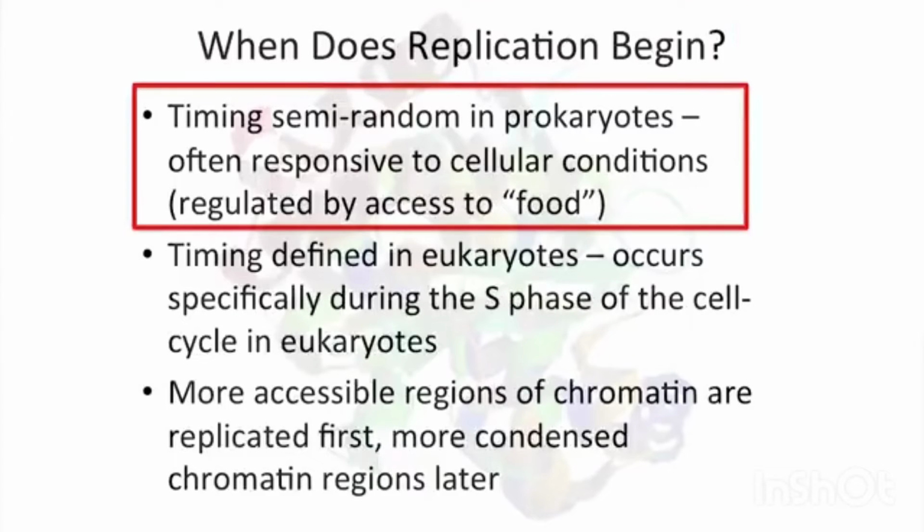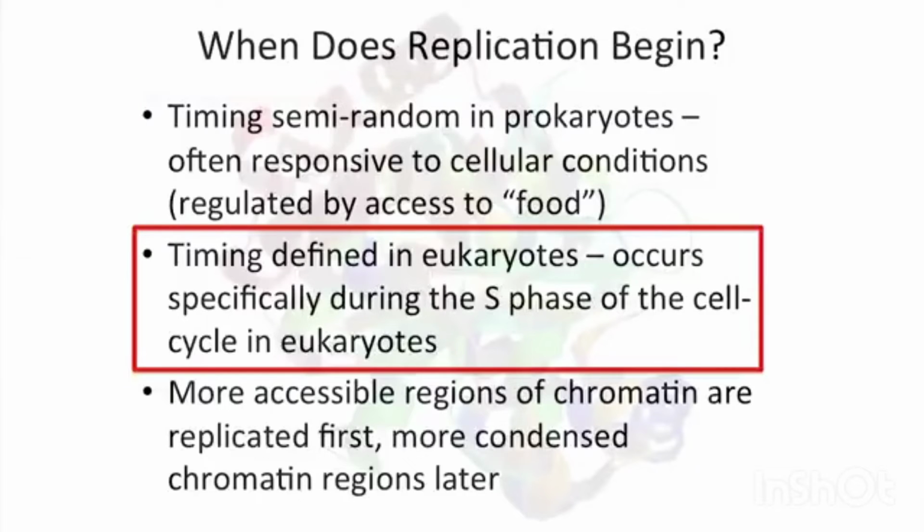In prokaryotes, which are living free in the environment, they can replicate their DNA when it is environmentally conducive to do so. And this is generally impacted by access to nutrients, to food. On the other hand, in eukaryotes, there are cell cycle signals that determine when replication occurs, and it occurs specifically during the S phase, named S phase for synthesis because DNA is synthesized at this time.